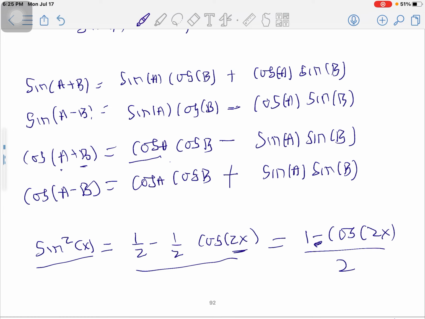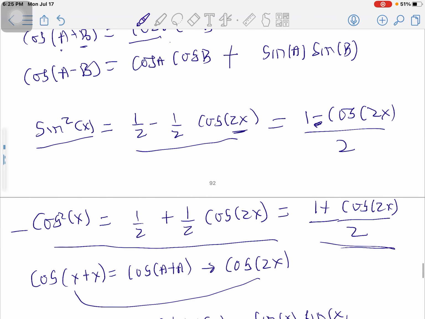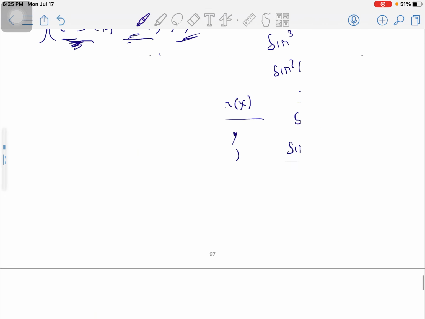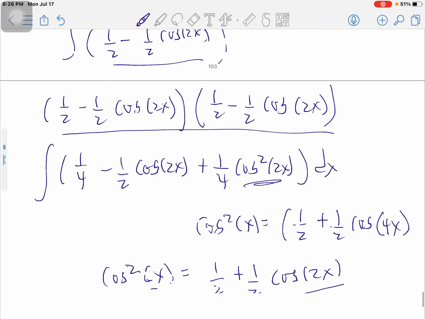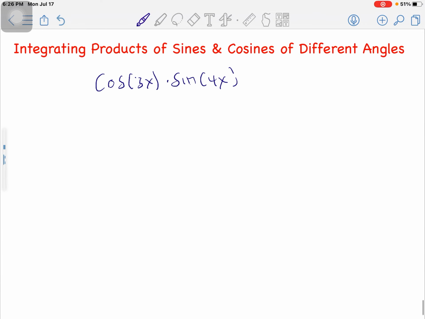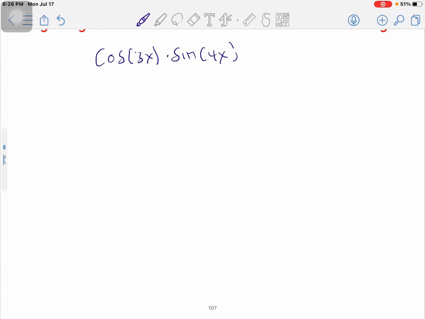The second one is cos of a plus b, which gives us cos of a cos b minus sine of a sine b. And the same applies to cos of a minus b, of which the sign in between them just changes, right? And we are going to look at how we can use such identities in solving a product of cos and sine functions with different angles. So let's take this one for instance.